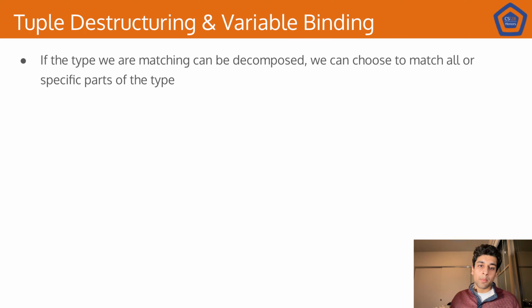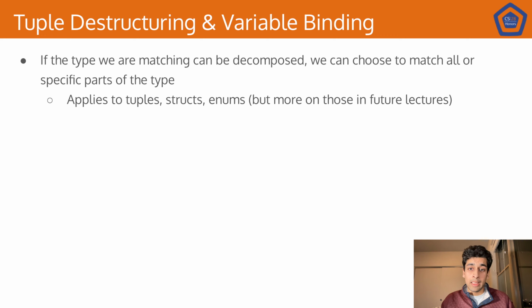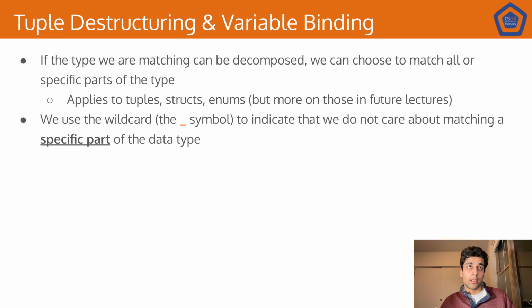So if the type we're trying to match can be decomposed, so think like a tuple, we can choose to match all or some specific parts of the type. So if it's a tuple, we can choose to match maybe the first element, maybe the first two elements, maybe the last two. We can match a specific part of that tuple. This also applies to structs and enums, but more on those in future lectures. So we use the wildcard, the underscore symbol, to indicate that we don't care about matching a specific part of the data type. We don't care what is in that location. We only care about the other expressions we've asked to match.